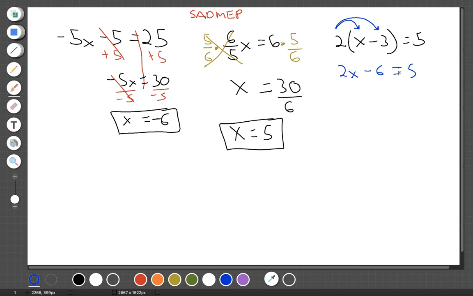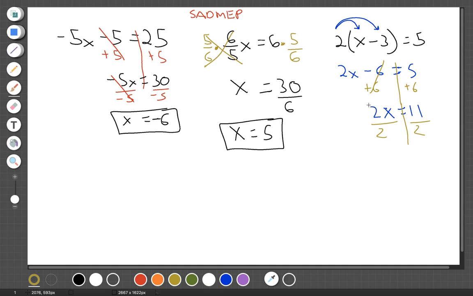Okay. Now I can go ahead and solve this using my inverse operations. Okay, so now I'm thinking SAD MEP, so subtraction and addition comes first. We have minus 6. We're going to add 6 to both sides. Boom. We pull down our 2x. Pull down our equals. 5 plus 6 is 11. And we are going to extend this a little bit. We're going to divide both sides now by 2.